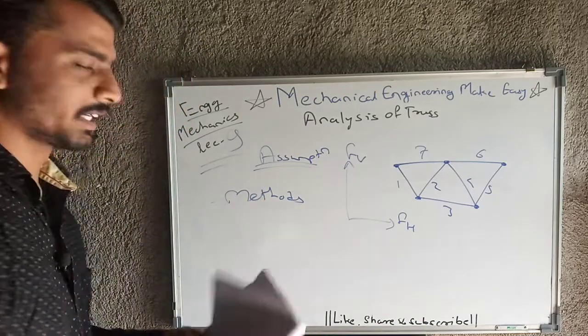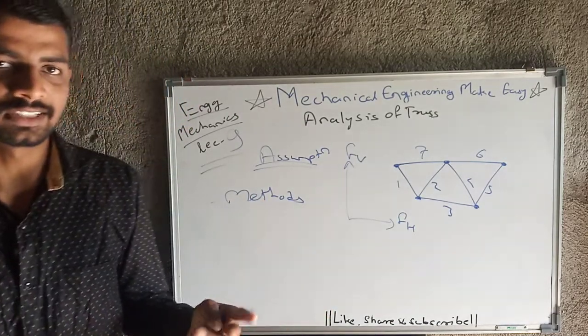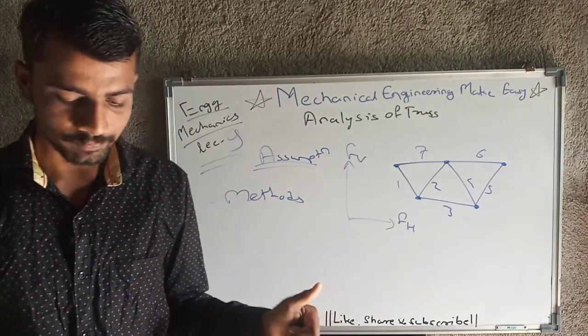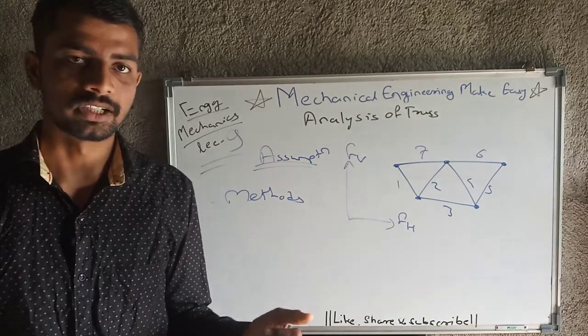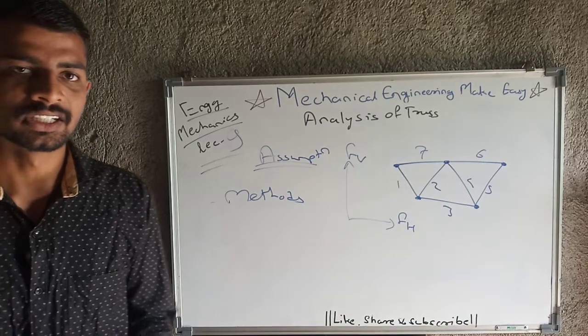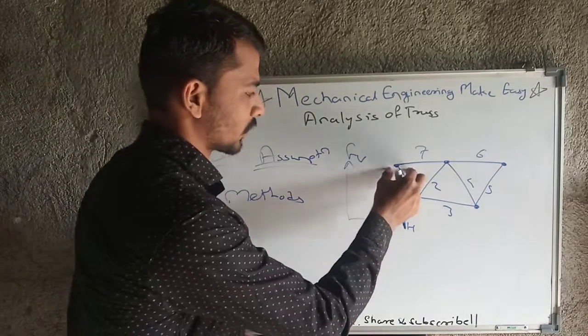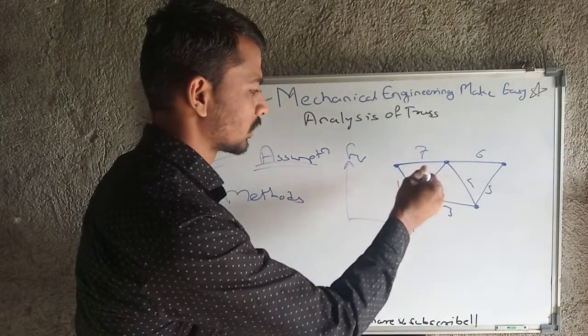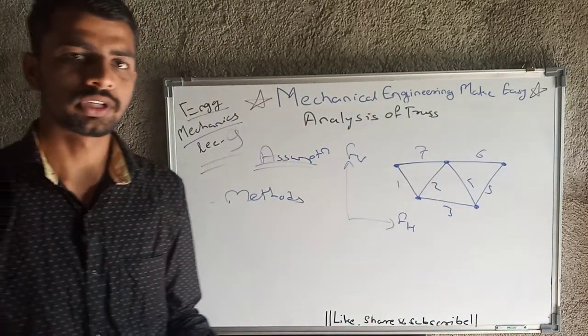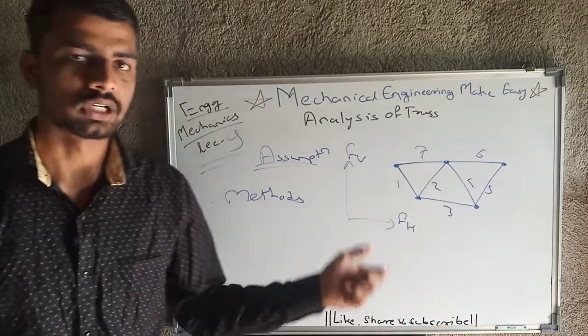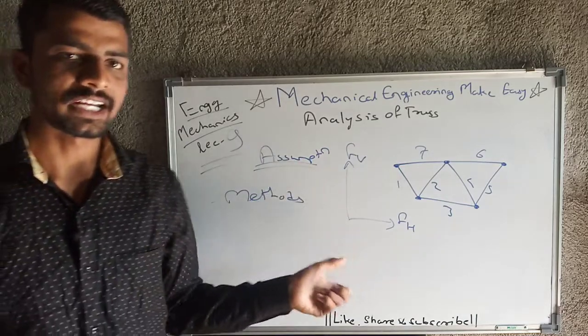Methods of analysis. There are majorly three methods of analysis. First is joints method, then next is section method, and third is graphical method. Okay, what exactly is the joints method? Joints method means we will simply disassemble all the truss, and at the joints we will consider all the forces, and according to that we will calculate the forces. I will give you a brief idea of joints.